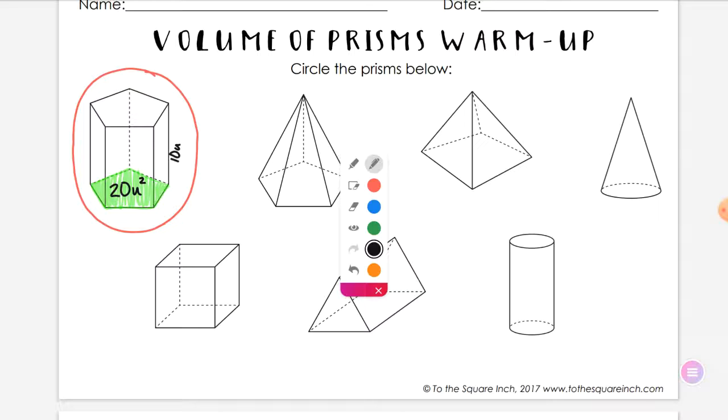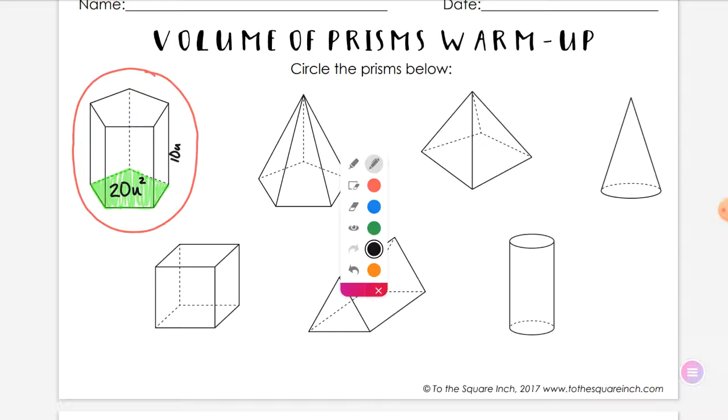Naomi? The area of the base shape? What makes you think that it's the area of the base shape? Because the base is a pentagon and it has an area inside of it. How do you know it's an area inside of it? There's no other side. Chase? It's a square. Because the label is square units.